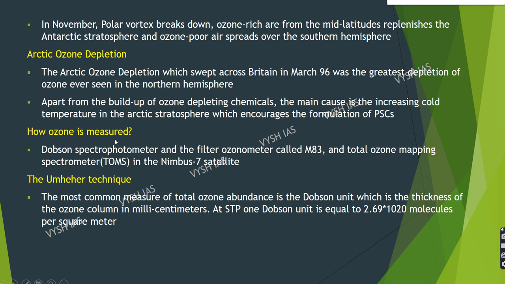How is ozone measured? It is done through various instruments and techniques. Some of them are the Dobson spectrophotometer, the filter ozonometer called M83, and the Total Ozone Mapping Spectrometer on the Nimbus 7 satellite. The most common measure of total ozone abundance is the Dobson unit, which is the thickness of the ozone column in millicentimeters. Dobson is named after physicist Gordon Dobson. At standard temperature and pressure, 1 Dobson unit is equal to 2.69 x 10^20 molecules per square meter.